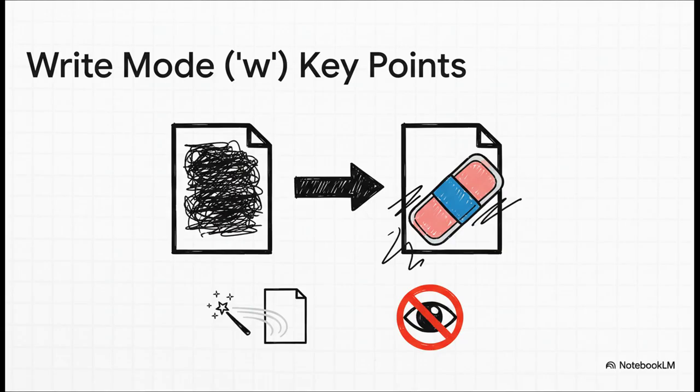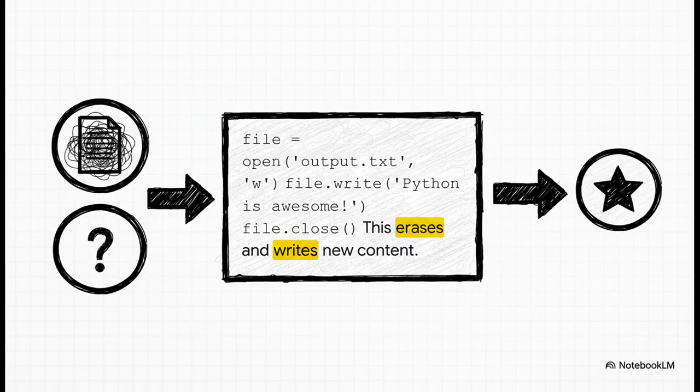Now, on the plus side, if the file doesn't exist yet, Python is nice enough to just create it for you. So in this example, we're opening a file called output.txt. If it was there before, whatever was in it is now gone. If it wasn't, it is now. Either way, the only thing inside that file now is the string Python is awesome.